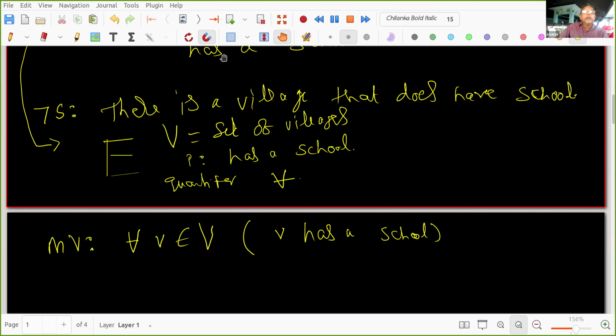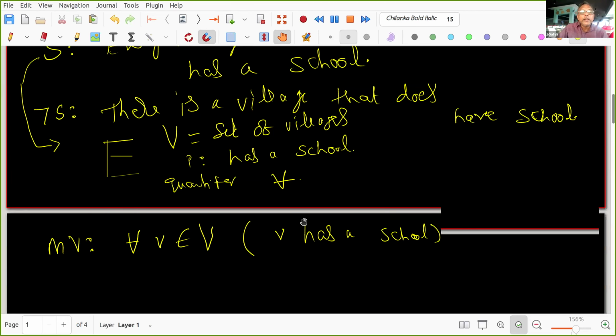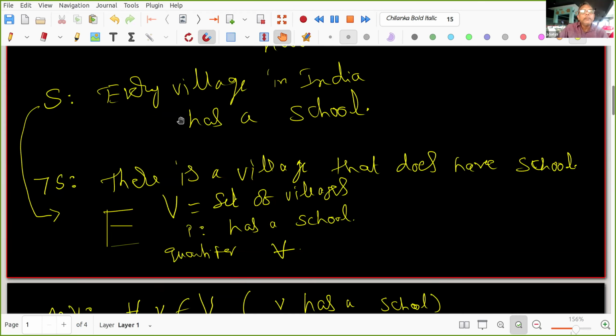See, every village in India has a school, right? So we have written it like that: given any v in V, v has a school, right? Can somebody tell me a different way to say this in English itself? Does anyone have any idea? Every village in India has a school. Do you have some other way to say this in English? Yeah, Ushmita?